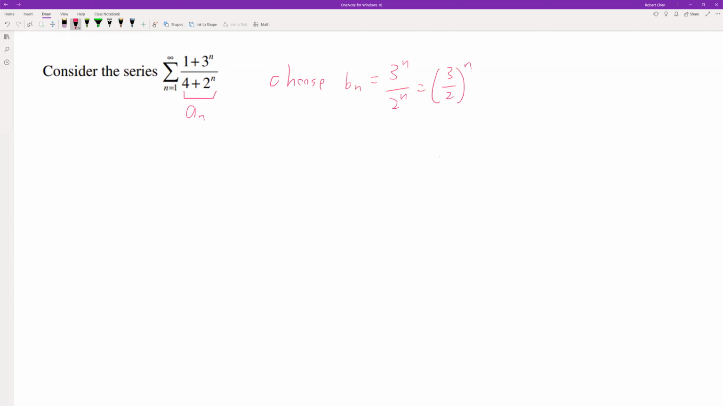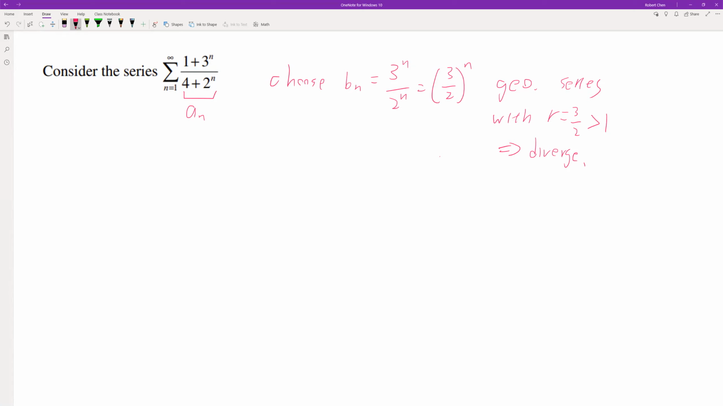Does this converge or diverge? Think about this. This is a geometric series with r equal to 3 over 2, which is greater than 1. Geometric series only converge when the absolute value of r is less than 1. So it's greater than 1, which means this is going to diverge. Let's see if the original series will diverge as well. Would the plus 1 and the 4 in the denominator make a difference?